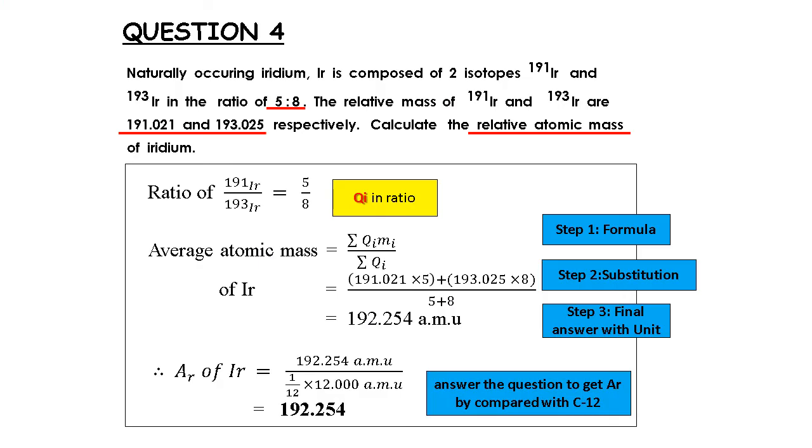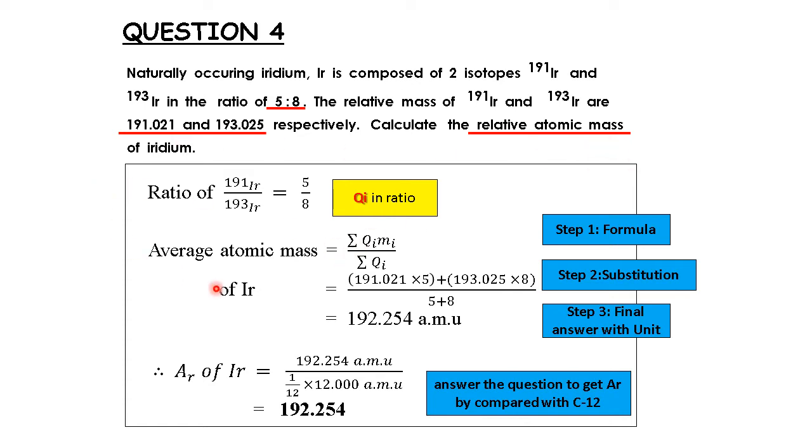This question, question 4, before we start to discuss the tutorial question. In this case, it mentions 2 isotopes, iridium 191 and iridium 193, in the ratio 5.8 to key point. That's why it's underlined. And then these are the mass. Given mass means that this is Mi. And then this is in ratio, so this is key. The question asks about relative atomic mass, meaning that we need to compare with carbon 12.